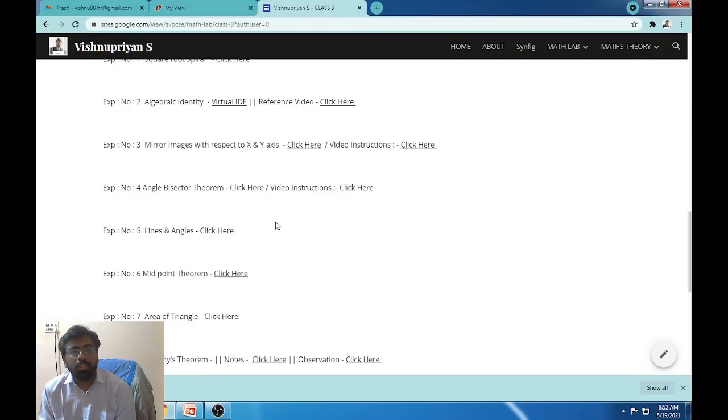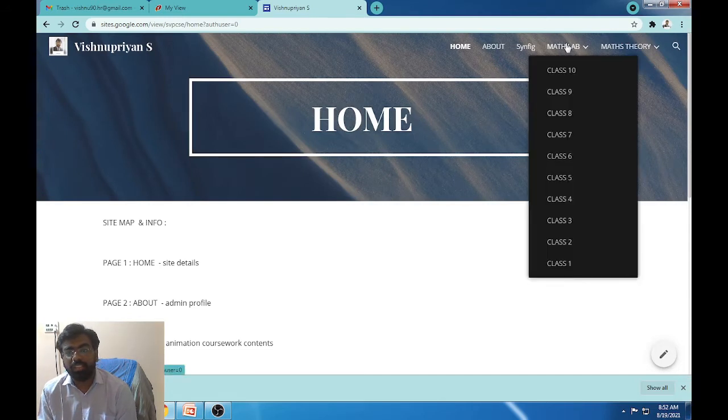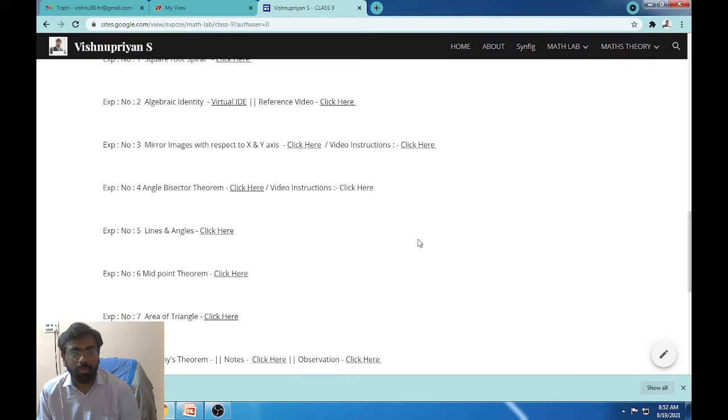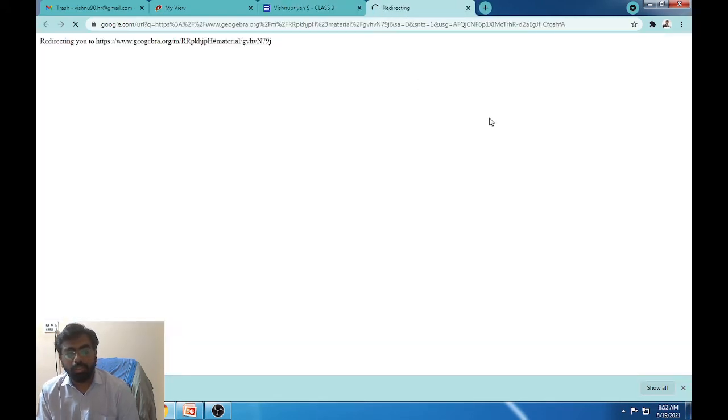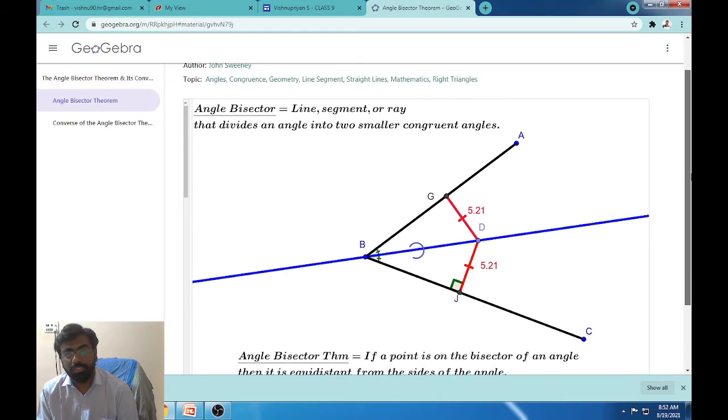Learners, now we are going to understand the instructions for the activity of experiment number 4, angle bisector theorem and its converse. For that, visit the lab URL under class 9, then experiment number 4, angle bisector theorem. If you click it, you will see two statements: one for the angle bisector theorem and one for its converse.